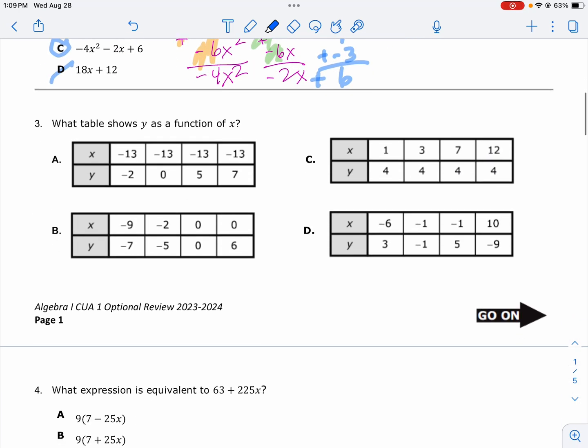Question number 3. How do you know that y is a function of x? Remember, no repeat x's, okay? When I look at letter A, all of those -13s repeated the first one. When I look at B, I have 2 zeros. You can't do that. When I look at C, it looks good.